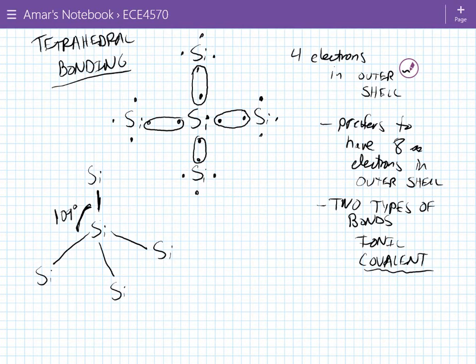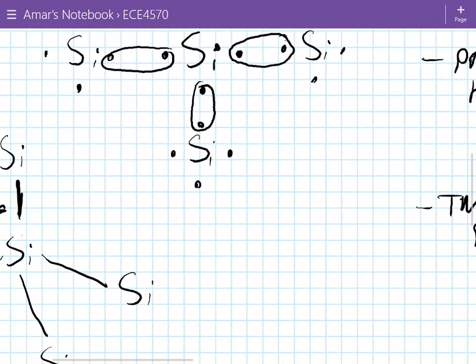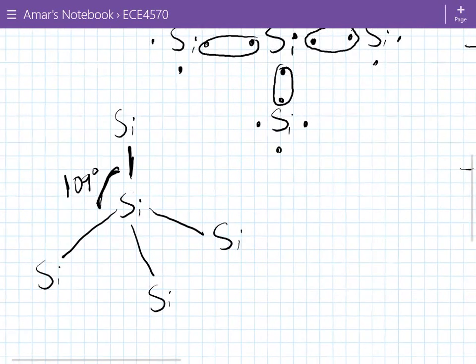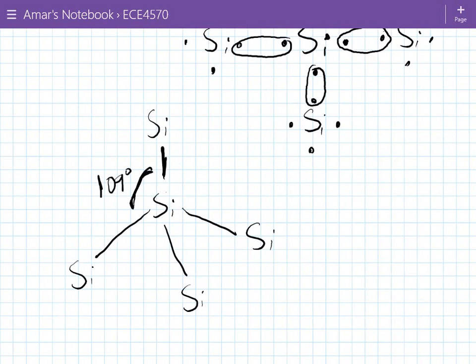Very good. Yeah, there's this thing called steric hindrance. Electrons repel each other, right? So there are electrons here, there's electrons here, there's electrons here, and then there's also electrons here. These electrons tend to repel each other, so they push each other as far apart as possible. And that's why you end up having that 109 degree angle. That's the angle at which all four of those legs are spread as far apart as possible.